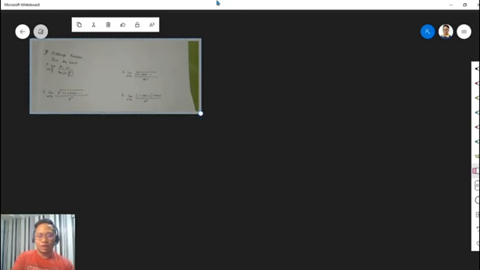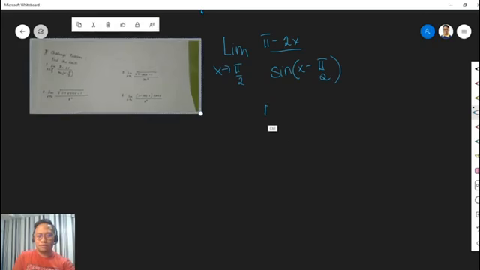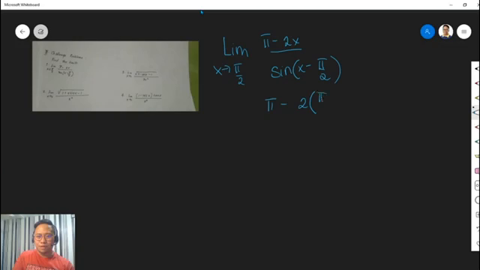We're going to try to evaluate the limit of pi minus 2x over sine x minus pi over 2 as x approaches pi over 2. First thing that we're going to do, guys, is a test. We're going to substitute the value of x into the function and evaluate it. So we're going to have this: pi minus 2 times pi over 2 over sine pi over 2 minus pi over 2.